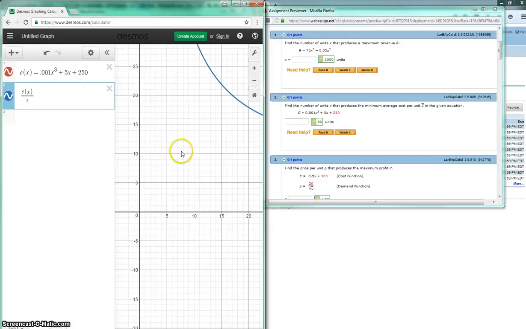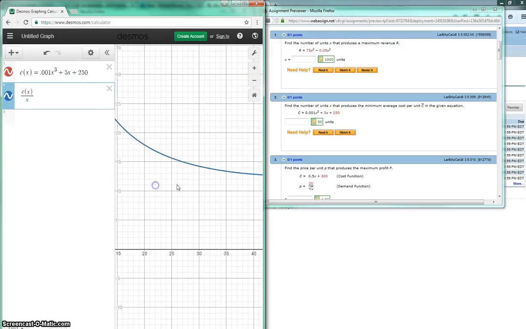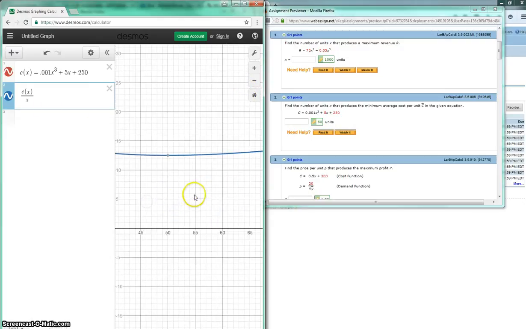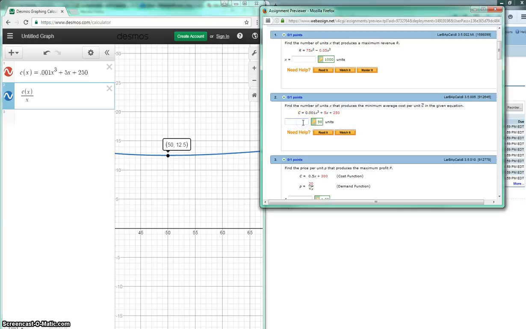And so if we look at this graph, we'll see, well, yes, it has a minimum. And it looks like it's right there. So my X value is 50. And that minimum cost per item will be $12.50. So that's where we get the 50 units on this one. So it's understanding what average cost means: your cost function divided by X.